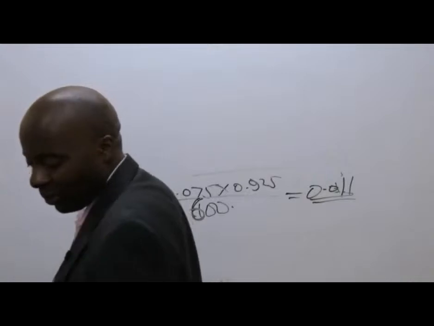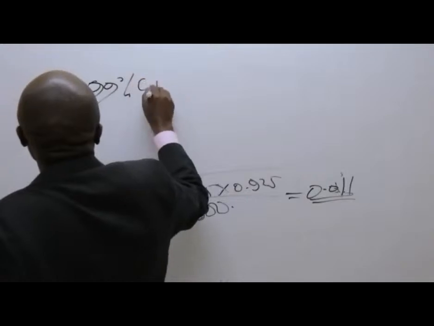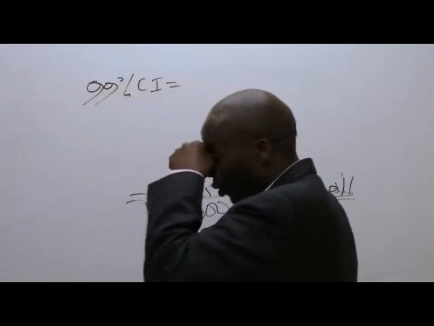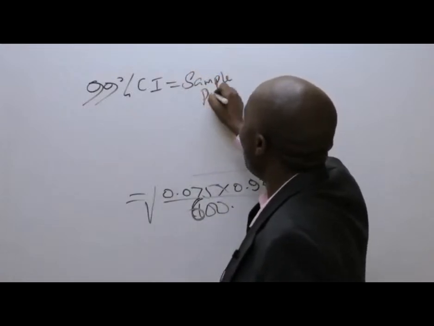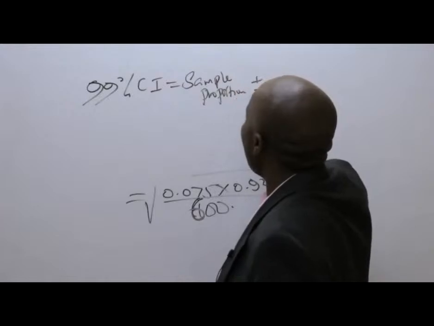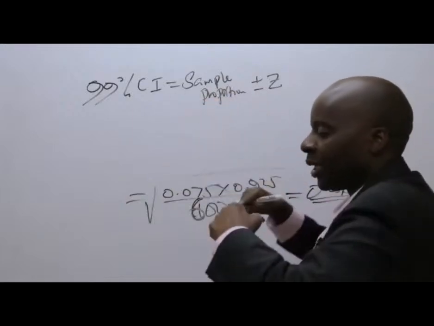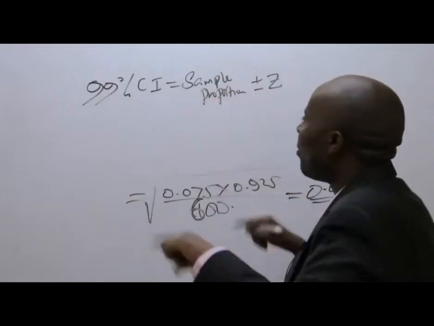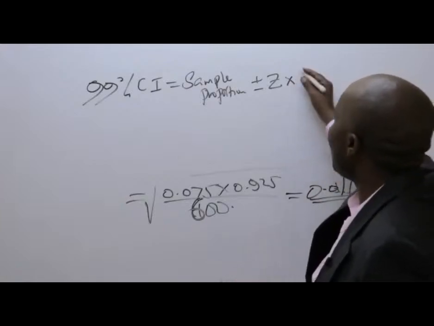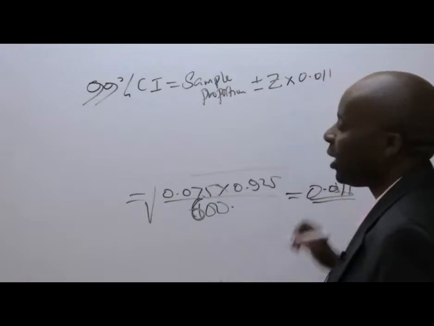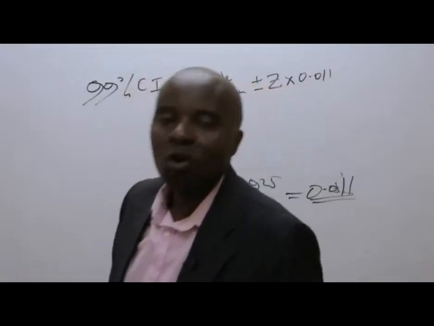So I will come and talk about the 99% confidence level. The 99% confidence interval will be equal to the sample proportion, plus or minus Z times the standard error, which is 0.011. Of course, here we are looking for Z because we are still tackling large samples.